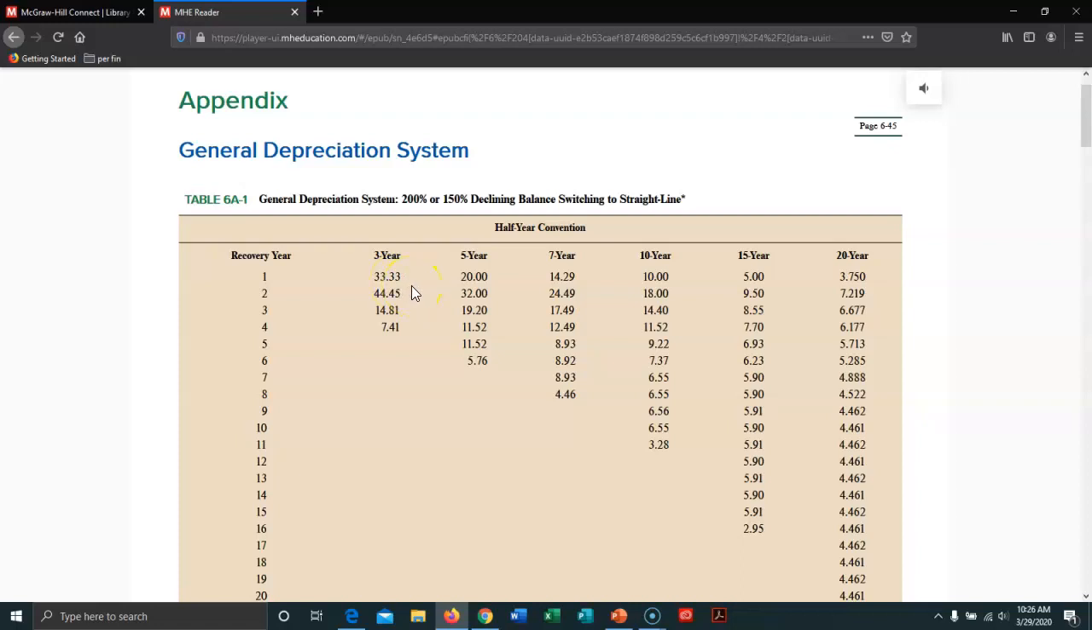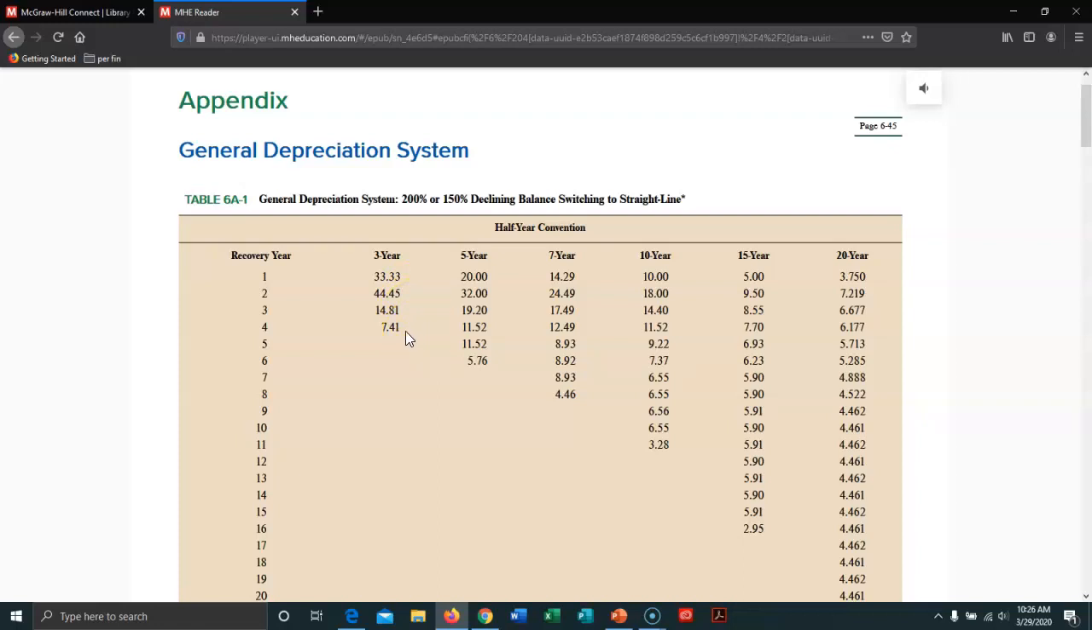So that relates to the fact that we're talking about the modified accelerated cost recovery system. It is a faster way of capturing depreciation. In the third year, I'm only getting 14%, and in the fourth year, I'm getting 7%.